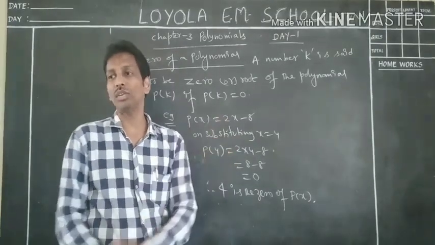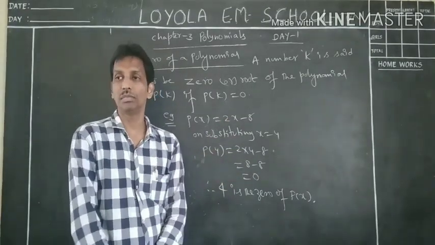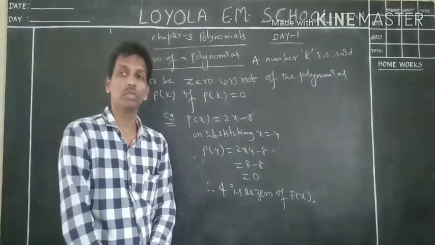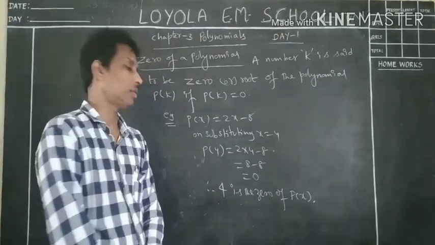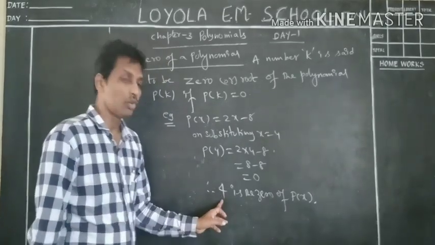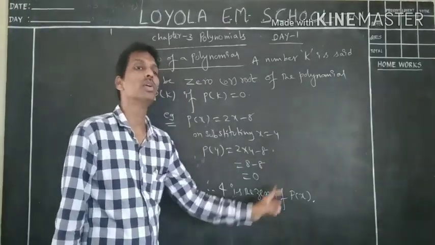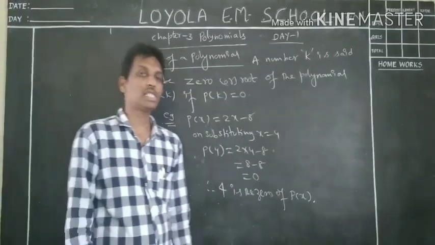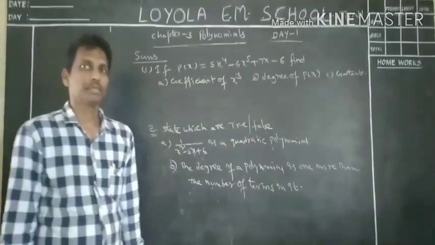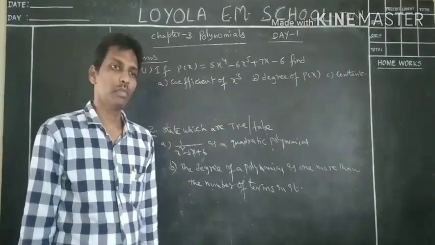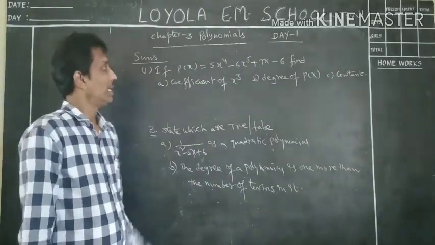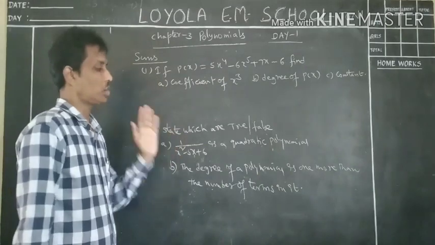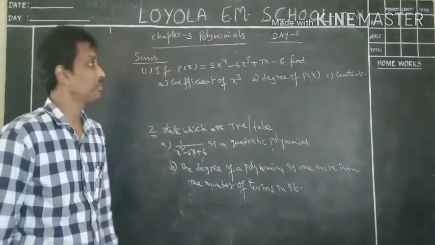Except 4, if you substitute any one of the values, are we able to get 0 as the value of p of k or p of x? No. So that's why 4 is the zero of p of x. Did you understand? Okay, note down. Let us go through some problems that we discussed in today's class. Here I wrote 2 questions. Let us go to the first sum.